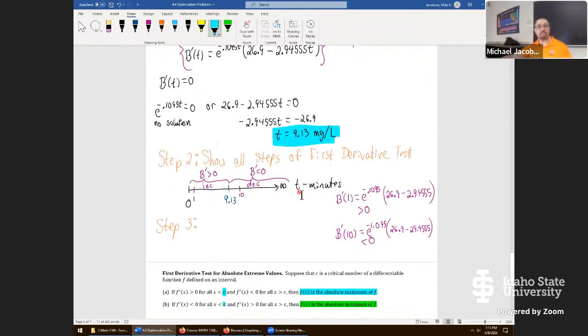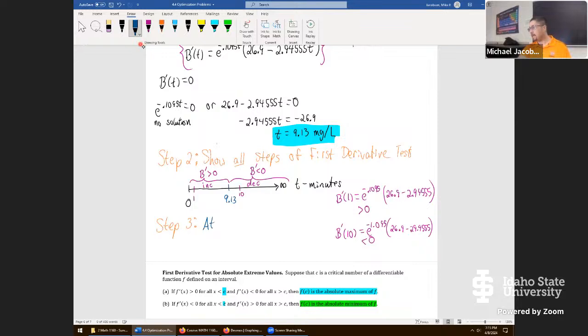That means this is the answer. We just need to state it. Let's say here at 9.13 minutes, and I'm looking at my units right here. That was definitely the wrong units. Nanograms per liter is, if we plug that inside the B function, it has units milligrams per liter. Sorry for that mistake right there starting out. That was time, so that should have been minutes.